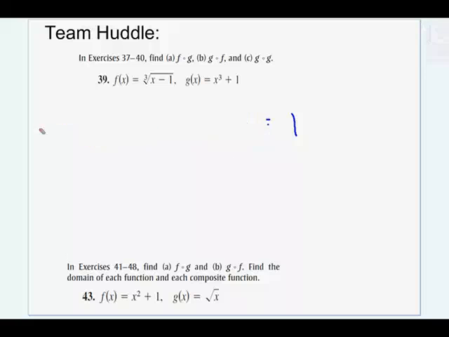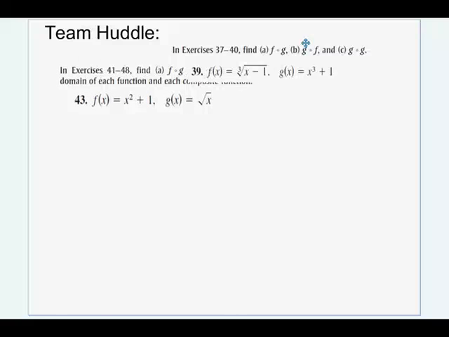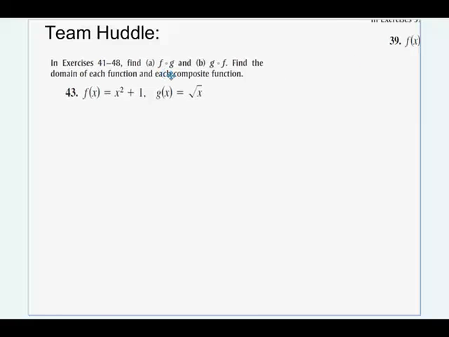Alrighty, that's it for number 39. 43 is where they're asking us about the domains, and historically this is where it gets a little confusing. So we have f of x is x squared plus 1, g of x is the root of x. For part A, we are asked to find f compose g, or f of g of x.